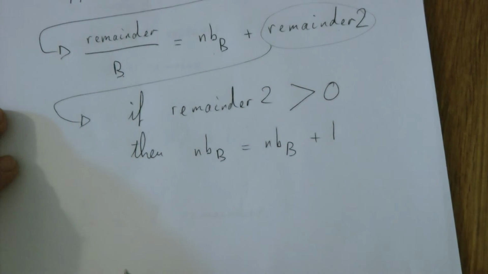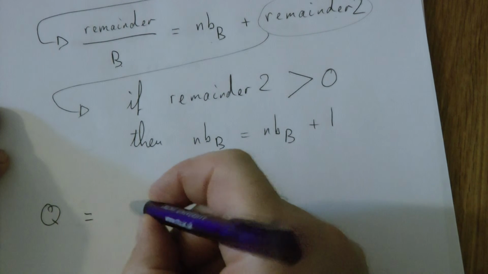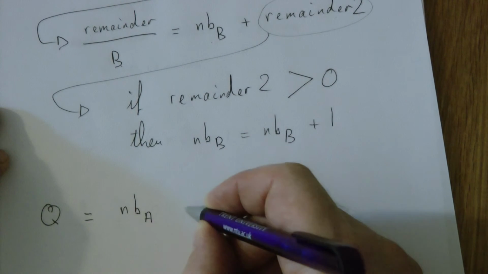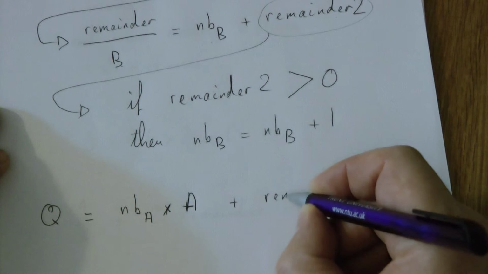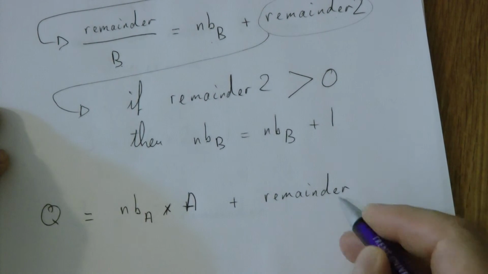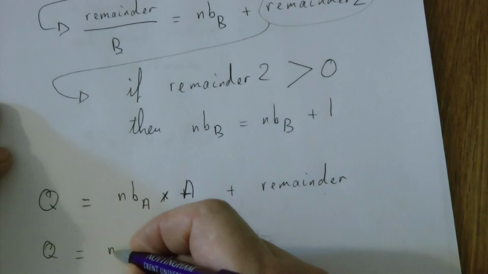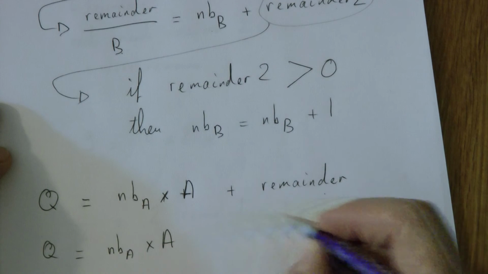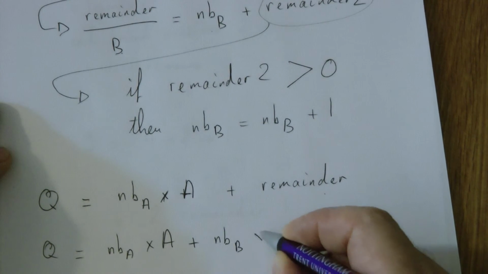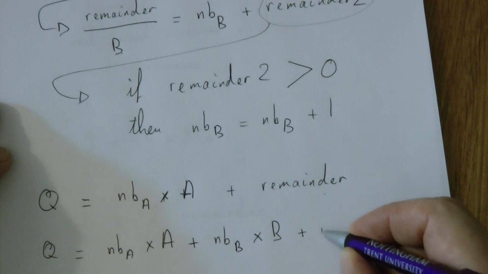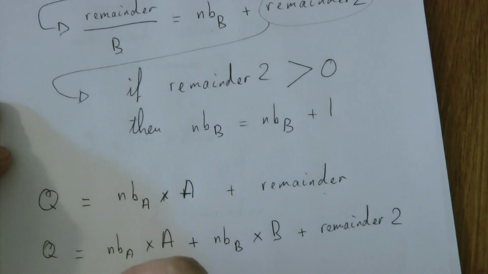So to sum it up, we would have our quantity Q equals number A times A plus our first remainder. But then we did apply this operation to our first remainder, so Q equals, here we keep number A times A plus, this time we've got number B times B plus remainder 2, and then we have an if condition with this.